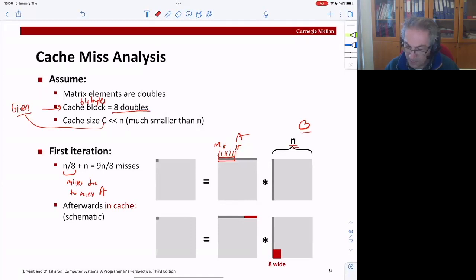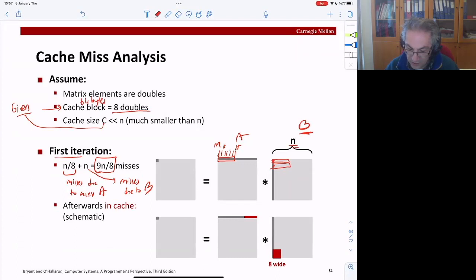Now what about B? In the case of B, whenever I try to access this, this whole block of 8 doubles will be brought into memory. It will be a miss, but then in the next iteration I will be accessing the second one, and again it will be a miss. So when I'm accessing B, I will have n misses due to B. So in total, I will have 9n divided by 8 misses in a single iteration.